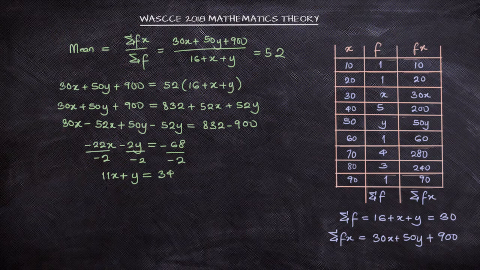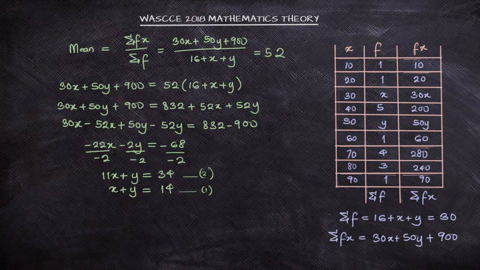So now, if you look at sigma f, that can also constitute another equation for us, because we will see that x plus y will now be 30 minus 16. 30 minus 16 is 14. So if you are to write that, x plus y is 14. Now, we have two equations. We can solve them by whatever method we want.